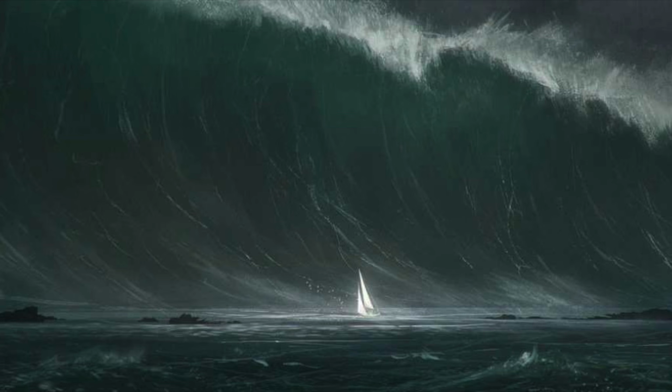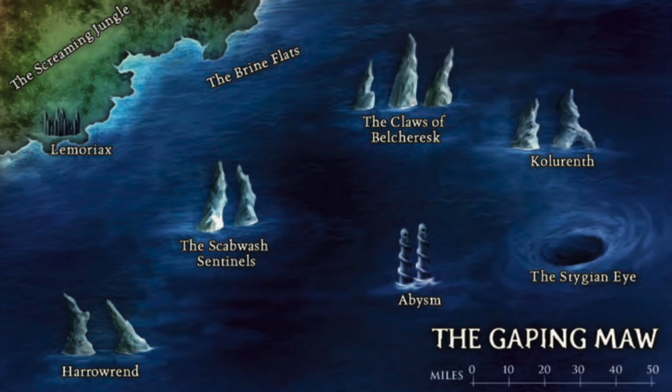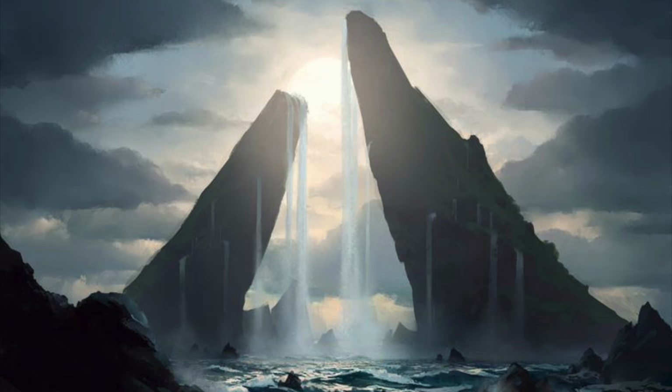The ocean of the Gaping Maw is a treacherous place of intense waves and fortresses on top of rocky pinnacles, thrusting high out above the water. Some more well-known of these pinnacle fortresses are the Claws of Beltaresk, Harrowrend, Kolorinth, and the Scabwash Sentinels. The Claws of Beltaresk is one of the largest pinnacle systems in the layer, and is home to the Baelnorn Beltaresk, Demogorgon's honored agent, as well as Vrocks, Hezrous, Glabrezus, and Succubi.